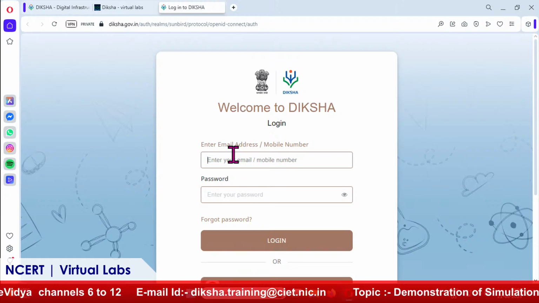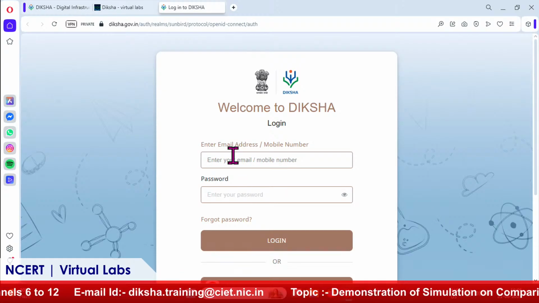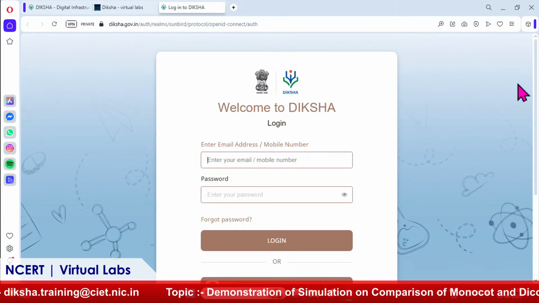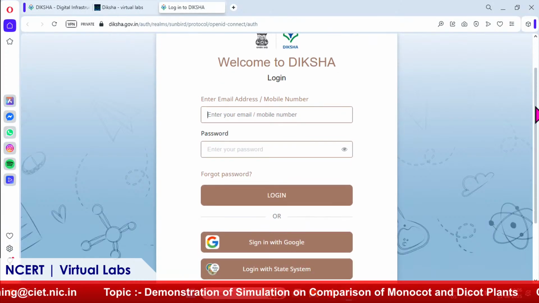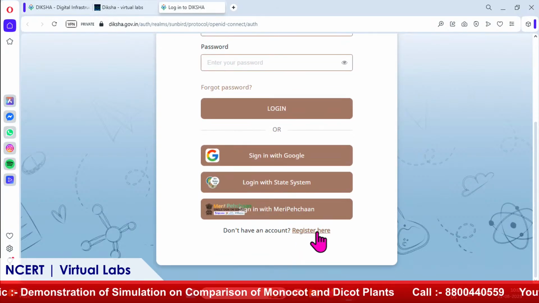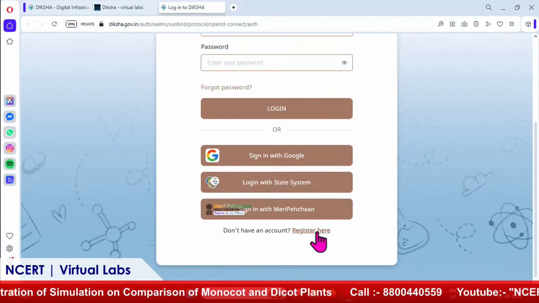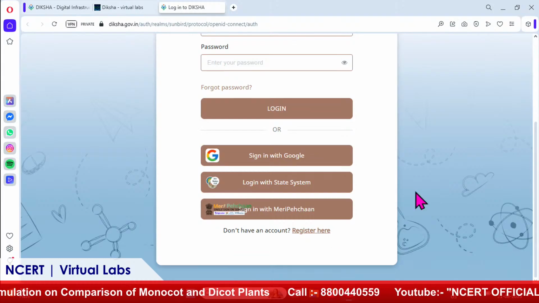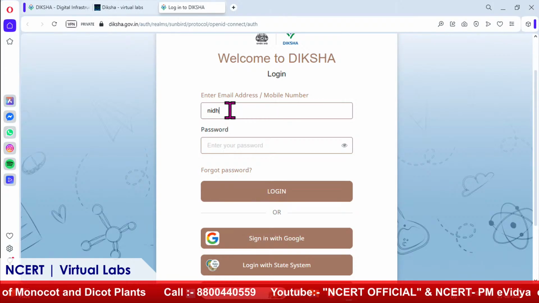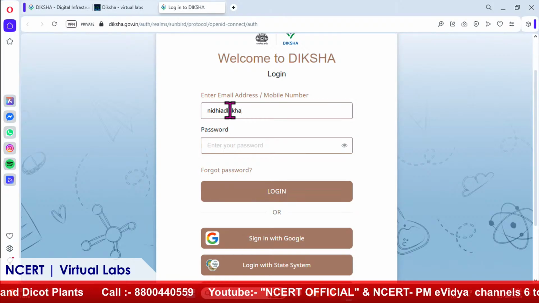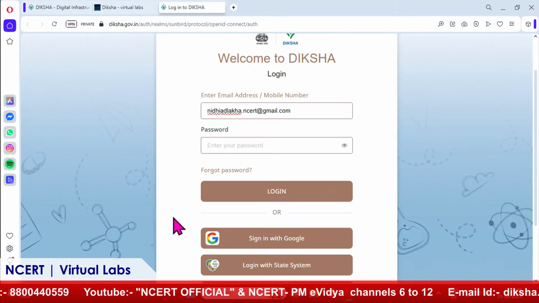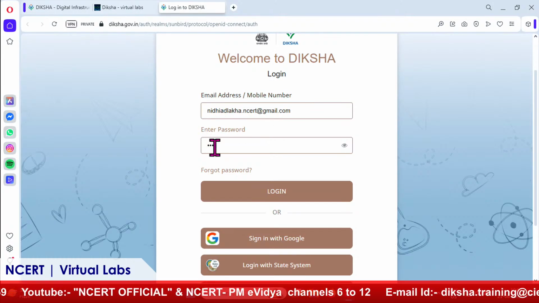So here it is asking me to log in. If you are reaching Diksha for the first time in your day, you have to log in once in a day. And if you have never visited Diksha, you have to first of all register yourself. So here you can see the register option, where you have to add basic information about yourself, your name, your email address and so on. And after registering yourself, you can just write the saved email address, like I am putting, and then you have to write the password which you have entered while registering.